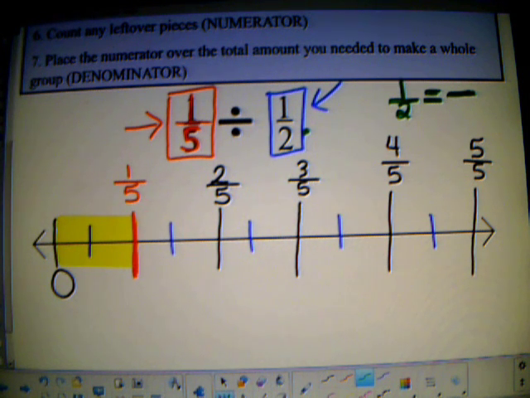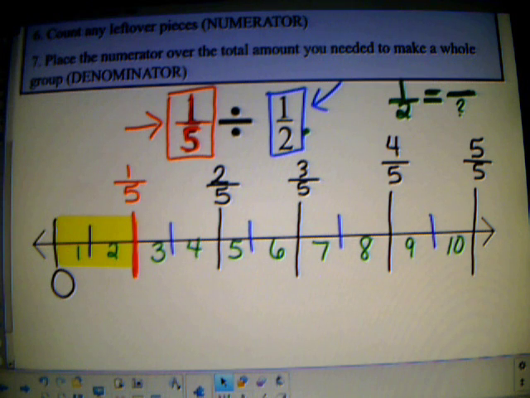My next step is to figure out what my denominator is. I can do that by seeing how many pieces are now in a whole. Well, here's 1, 2, 3, 4, 5, 6, 7, 8, 9, 10. There are 10 pieces that create a whole. So I can replace my question mark with 10.